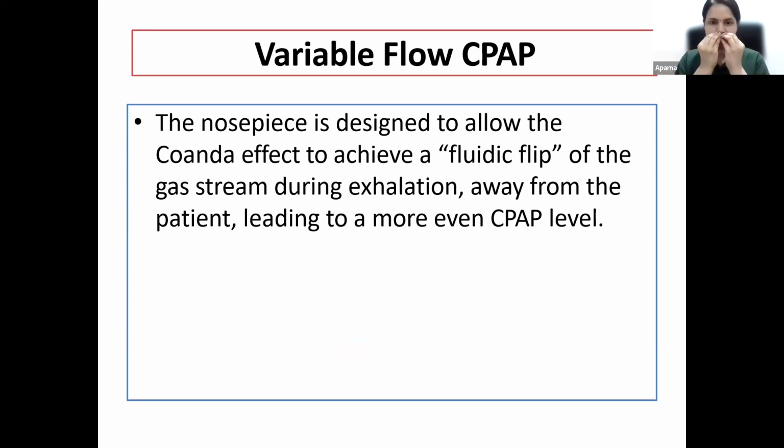how it happens. So there is a nose piece which is designed to deliver CPAP, which has 2 different tubes. One tube is connected to the gas flow, which is a constant gas flow, and another tube which is open to the atmosphere. So the nose piece is designed to allow something called the Coanda effect to achieve fluidic flip of the gas stream during exhalation. So part of the gas that is coming in through the bias flow through one of the tubes is allowed to be pushed back through the other tube that is open to the atmosphere when the baby exhales away from the patient, leading to more even CPAP delivery.